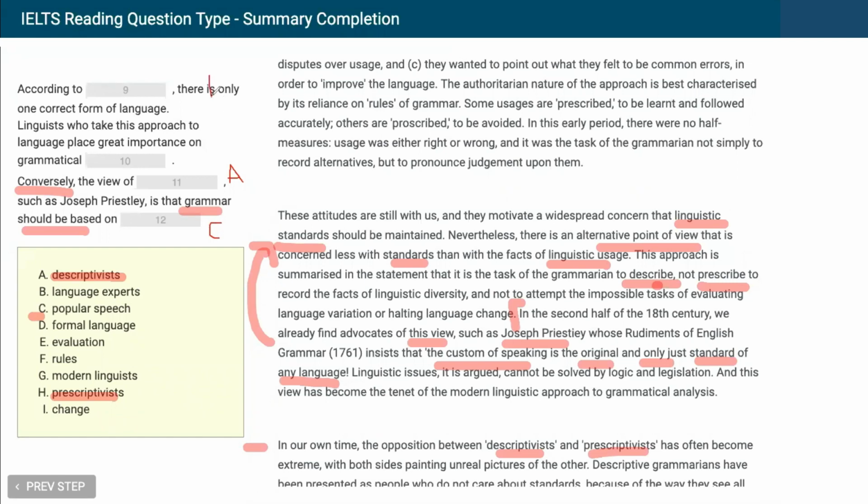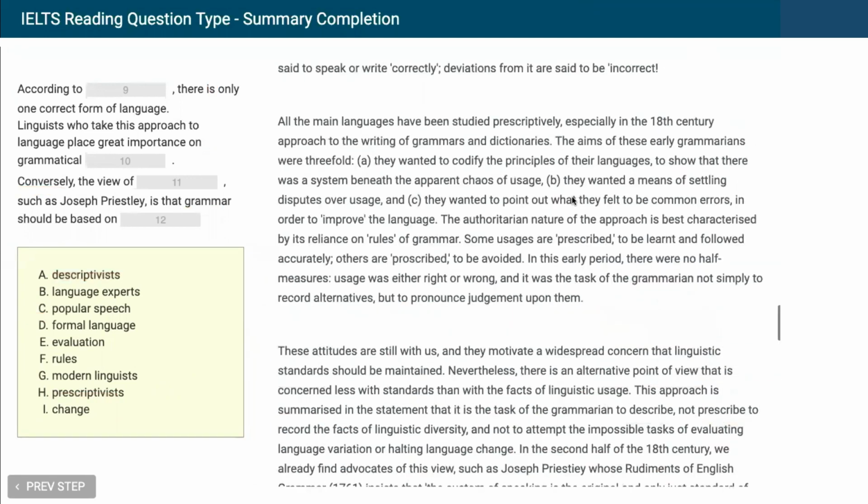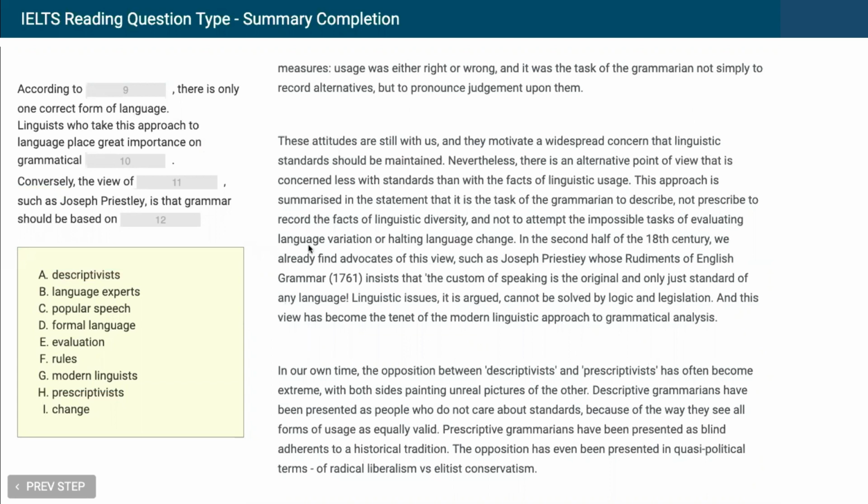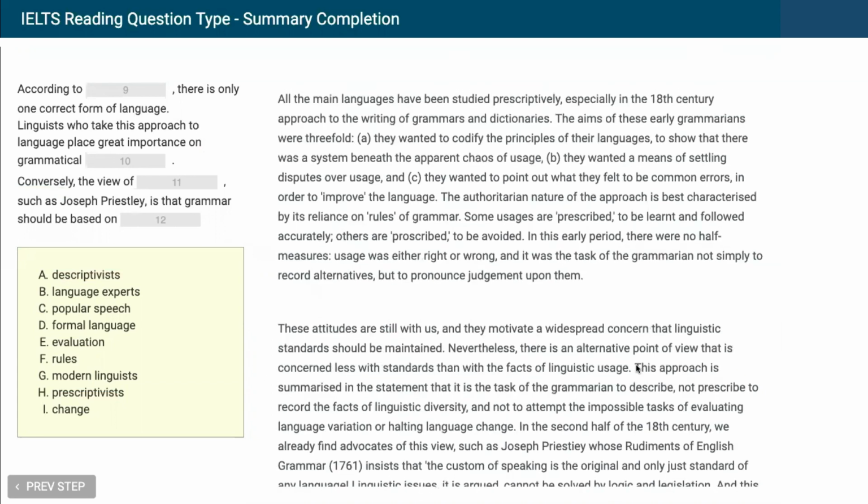Just to remind ourselves, we had prescriptivist for 9, so letter H, and then F for letter 10, which was rules. And again, we found this all in this section. So basically paragraphs 3 through 5. Okay, I'll clear our screen. Again, we saw it up here. So 3, 4, and 5, and a little bit here, the first sentence, just to make us more confident of our answers.